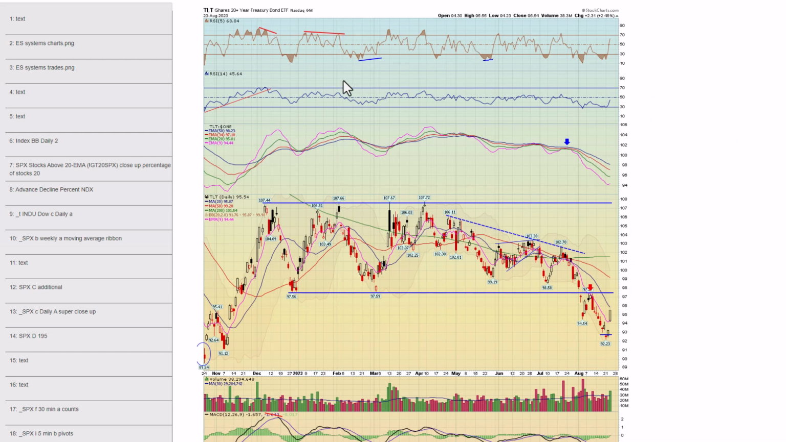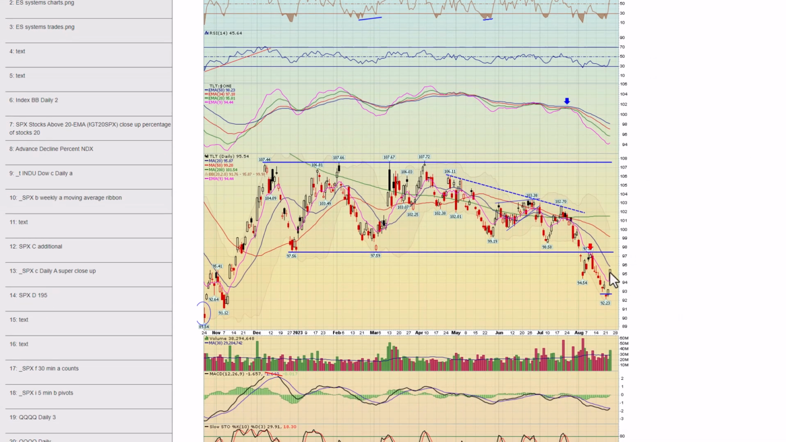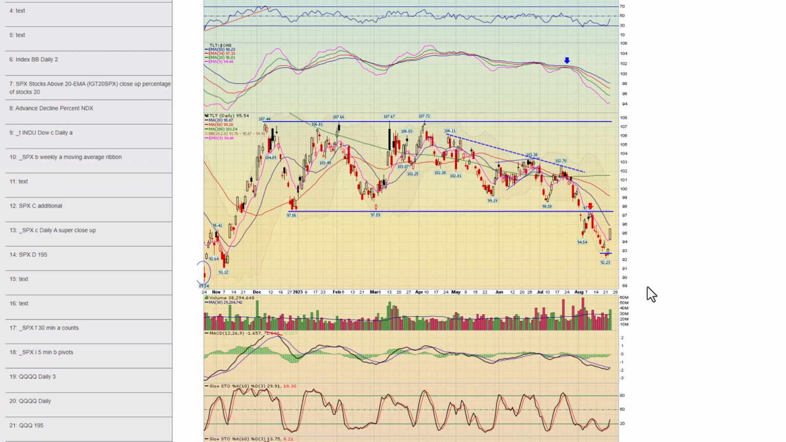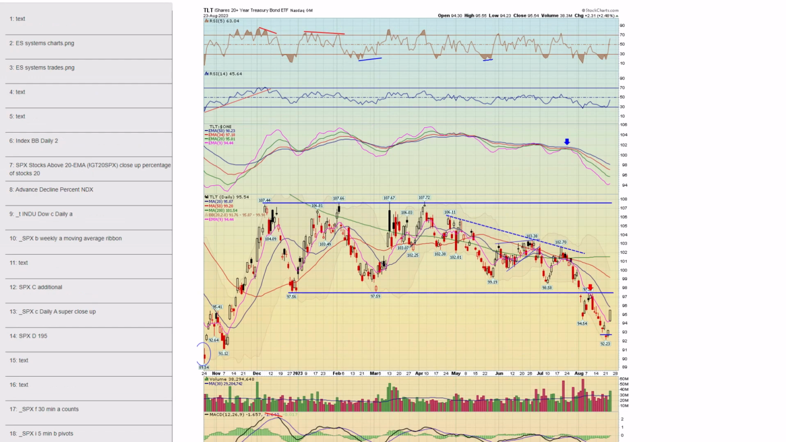Chart 56, TLT, 20-year bonds. Big rally today, up 2.5%. Remember I talked about this on Monday, a long trigger over this doji. It would have triggered yesterday. Really nice gain if you bought that yesterday. Now this area up here is big resistance.